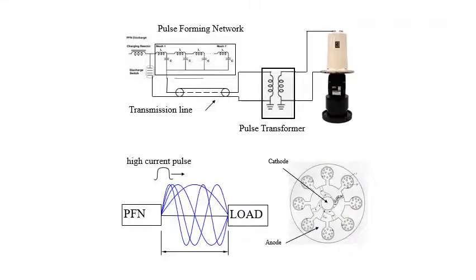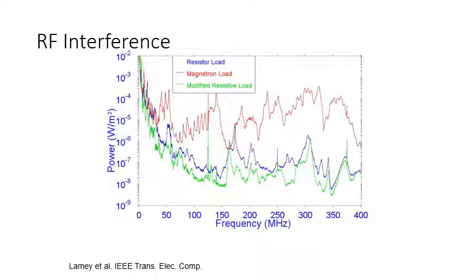Linear accelerators are also sources of RF noise. The power between the magnetron and the PFN can be reflected at frequencies that are not impedance matched during the rise and fall of the high current pulse. Most MRI Linac systems use magnetrons. This causes oscillations in the line between the PFN and the load. This graph shows measurements of noise from a magnetron modulator up to 400 MHz.